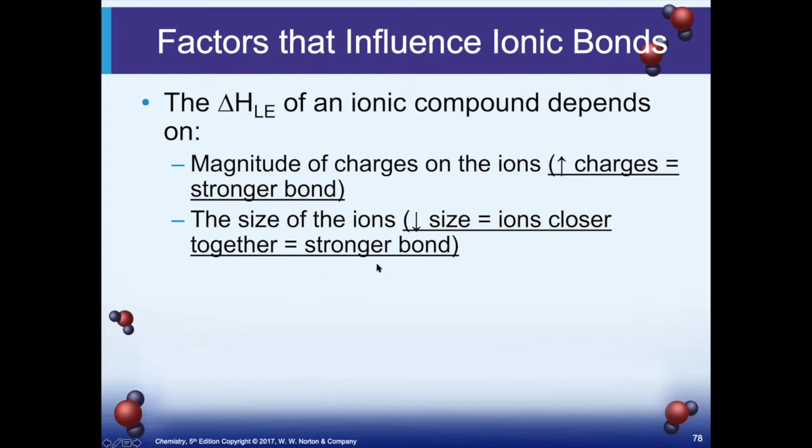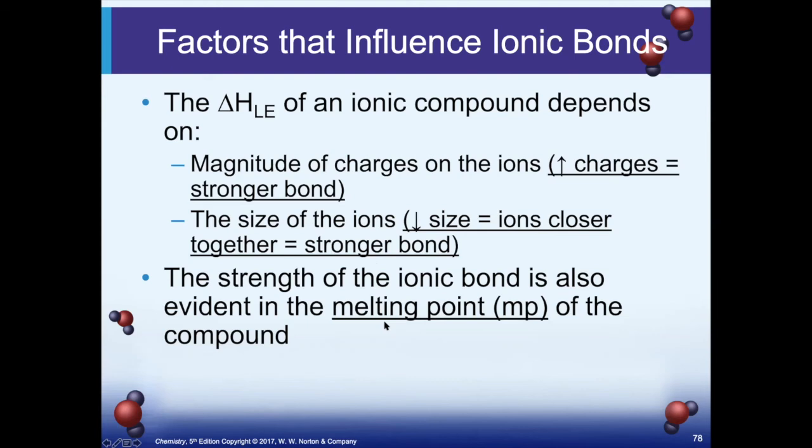Another indicator of ionic bond strength and lattice energy is melting point, something else that you can just look up for an ionic compound. We're going to talk about how these factors affect the melting point as well. The strength of the ionic bond is also evident in the melting point. So the stronger the bond, the higher the melting point.